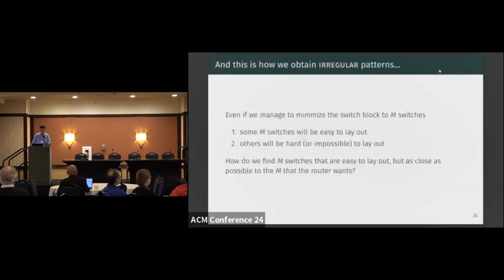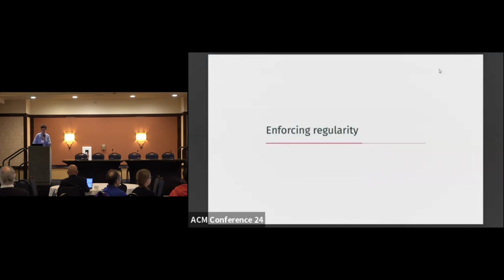So that's it. But the problem with this is that this is precisely how we get the irregular patterns that we saw before. And in turn, the problem with that is that even if we manage to minimize the pattern size to some n switches, a certain M will be easy to lay out, whereas another M will be very hard or even impossible to lay out. So the real question that we ask ourselves in this presentation is, how do we find M switches that are as close as possible to what the router ideally wants, but that are easy to lay out at the same time? How do we achieve that?